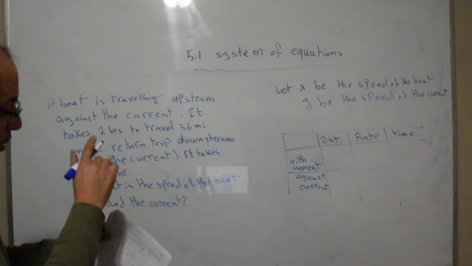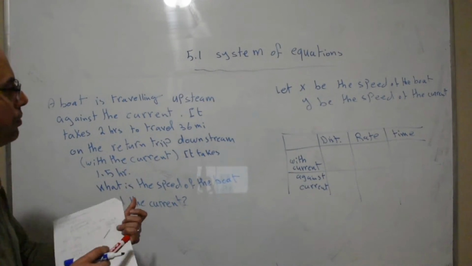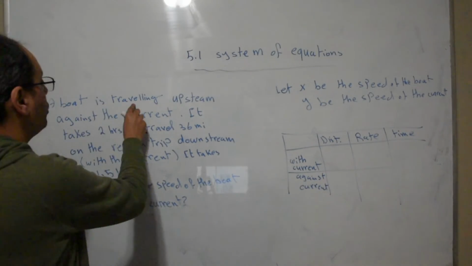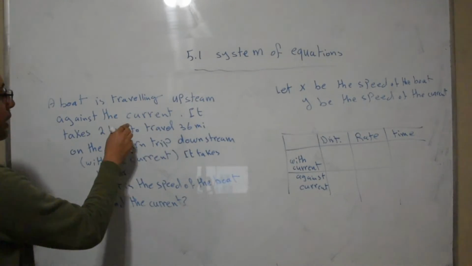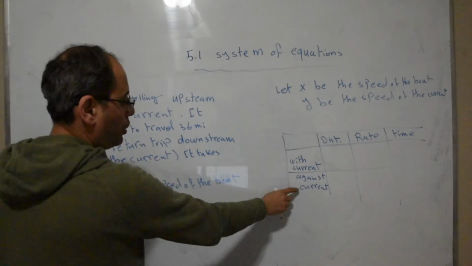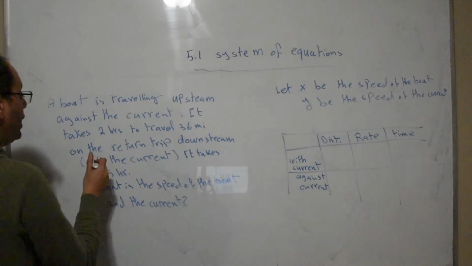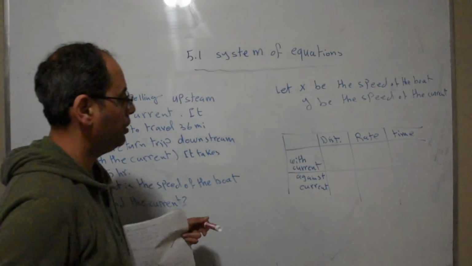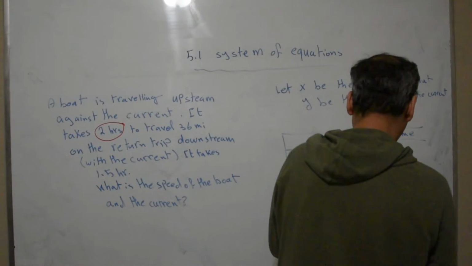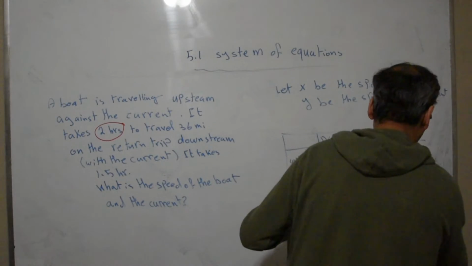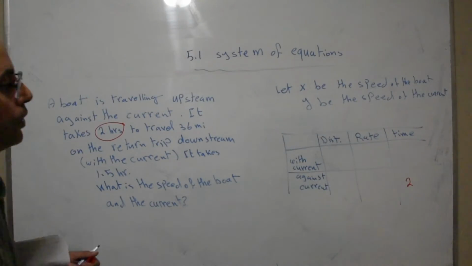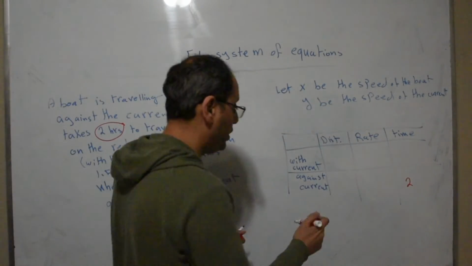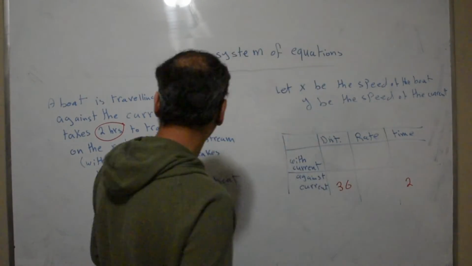Okay, so let's circle everything I have here. A boat is traveling upstream against the current. So against the current, which is the second one here, it takes 2 hours. So the time is 2 hours. Let's write it down here, 2, let's make it in red. I like red. 2 hours. To travel 36 miles. So the distance is 36 miles.